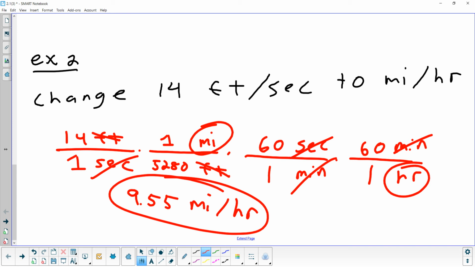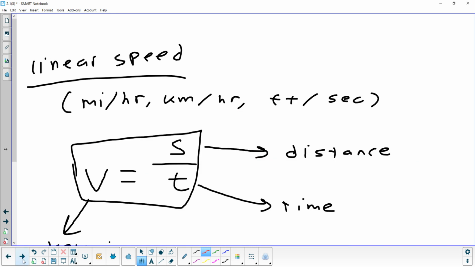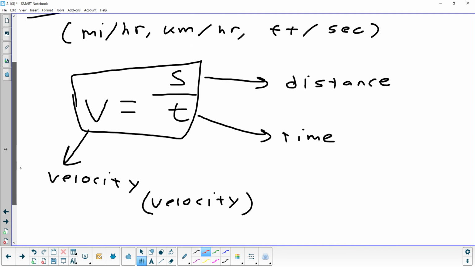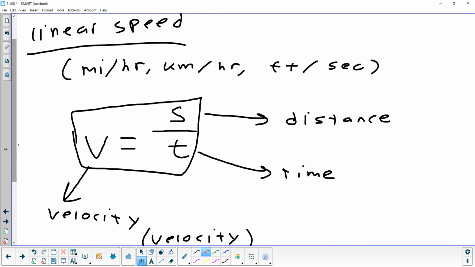All right, so this is an example of what we call linear speed. Linear means it measures the distance from point A to point B, like something moving in a straight line. Okay? This doesn't measure how fast something is spinning. That's different. How fast something is spinning, that's called angular speed. Okay? But this is linear speed.